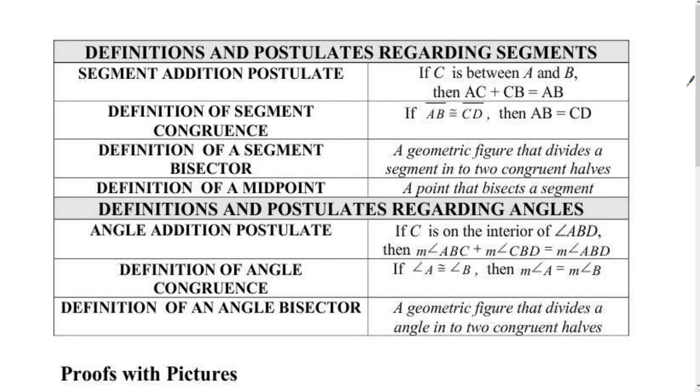Okay, so this is geometry. So we're actually doing two column proofs. So we're starting with, okay, we already did a couple definitions and stuff. So some other postulates, right?